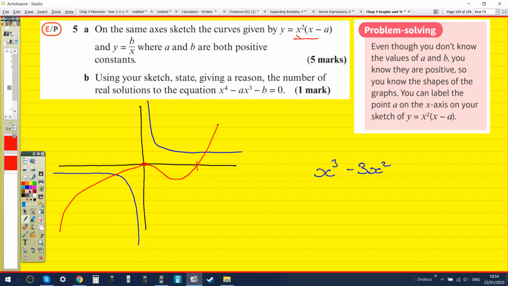And number of solutions? 2. Yes. 2 real solutions.